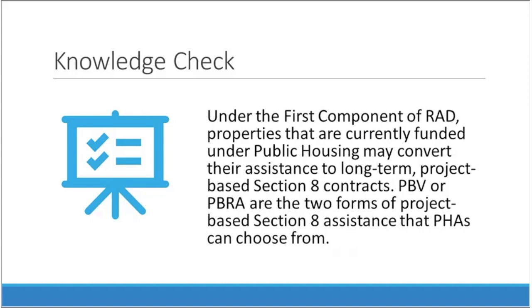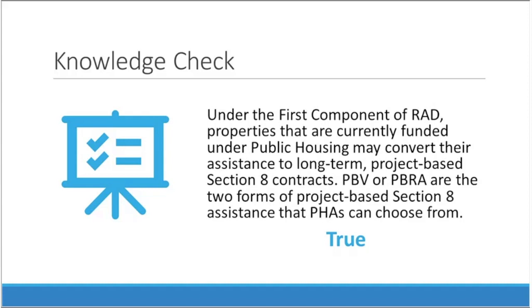And then next question. Under the first component of RAD, properties that are currently funded or public housing may convert their assistance to long-term project-based Section 8 contracts. PBV or PBRA are the two forms of assistance that they may choose from. True. So there are two versions.